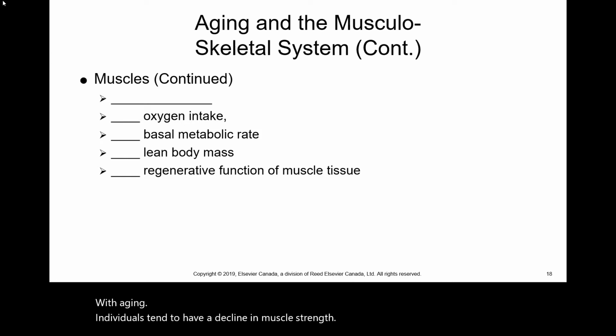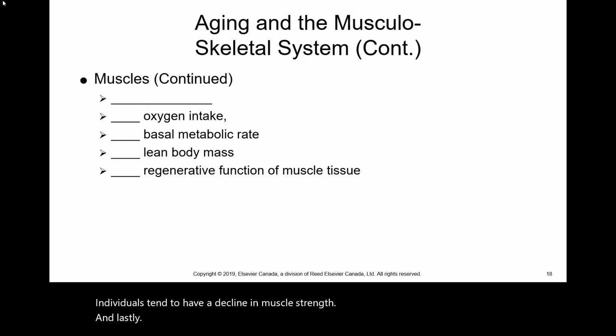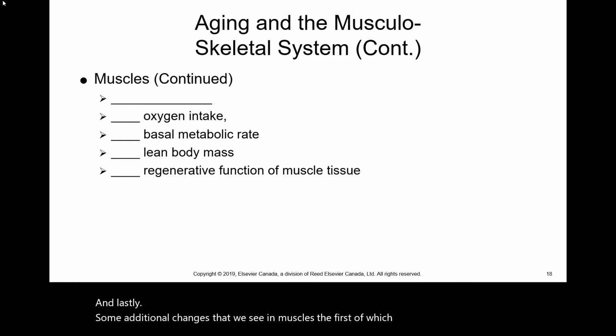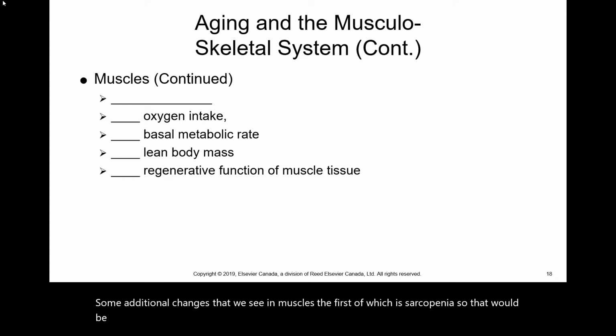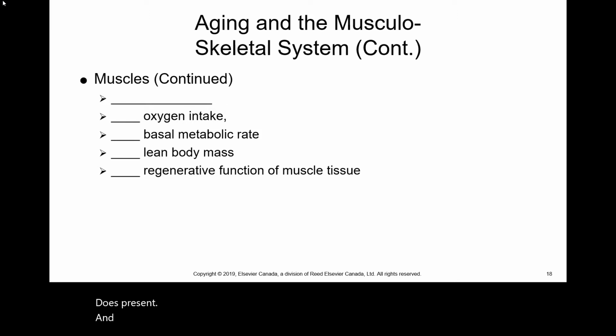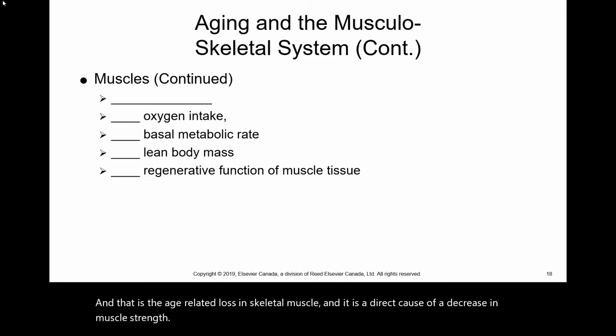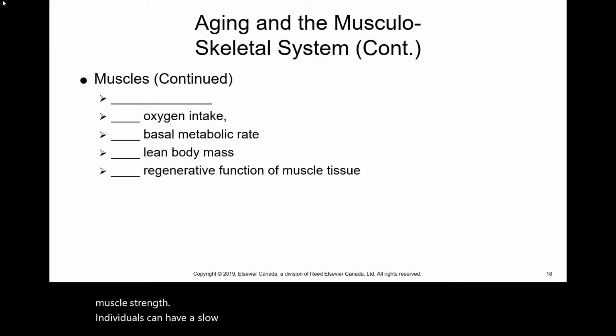And lastly, some additional changes that we see in muscles. The first of which is sarcopenia. So that would be the top line you can fill in there. Sarcopenia does present, and that is the age-related loss in skeletal muscle, and it is a direct cause of a decrease in muscle strength. Individuals can have a slow decline in both dynamic and isometric strength, particularly after the age of 70.